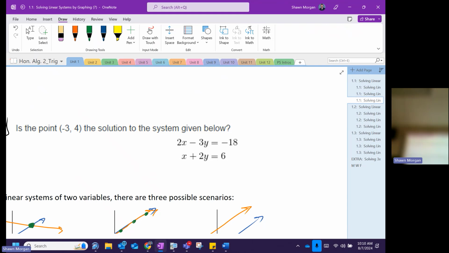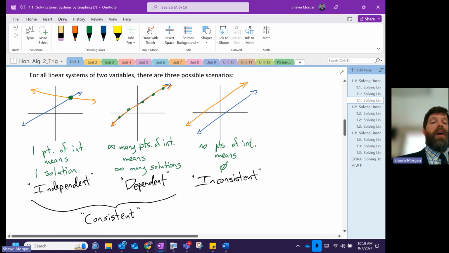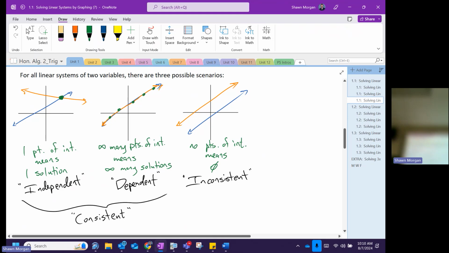Okay? So in order to be the solution, it's got to be in both. That's what we're looking for. Now, you guys will find yourselves in one of 3 scenarios. Either the 2 lines we were studying cross, they don't cross, or they're actually the same line and they have infinitely many points of contact. So we call these systems independent, dependent, and inconsistent.